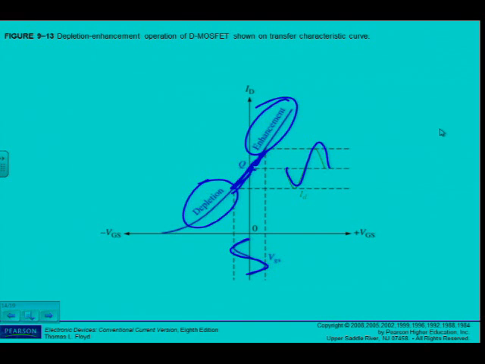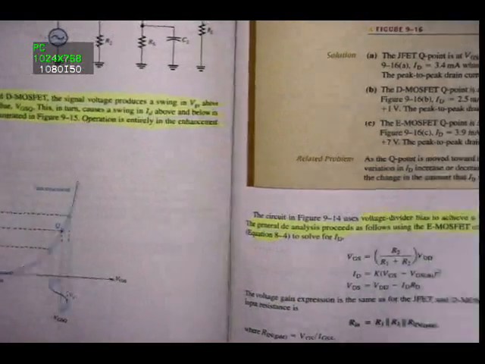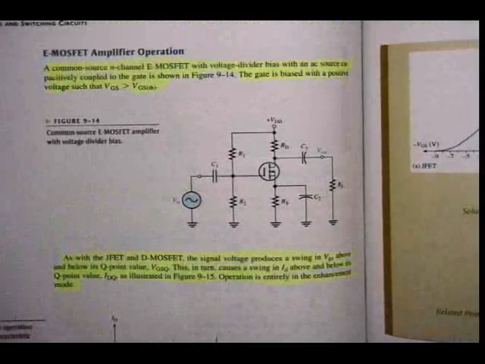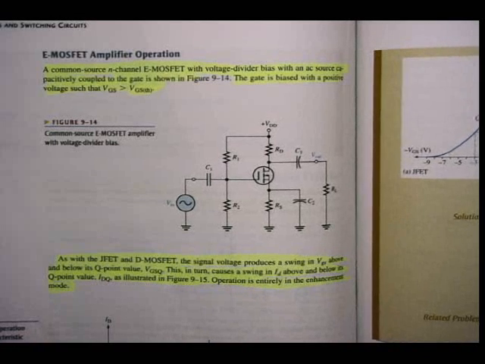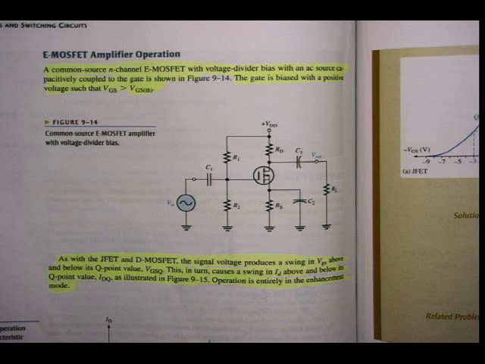Anyway, the AC analysis is the same as for the JFET amplifier. Alright, so the E-MOSFET amplifier operation, a common source, on page 446: a common-source N-channel E-MOSFET with a voltage divider bias with an AC source capacitively coupled to the gate is shown in figure 9-14.